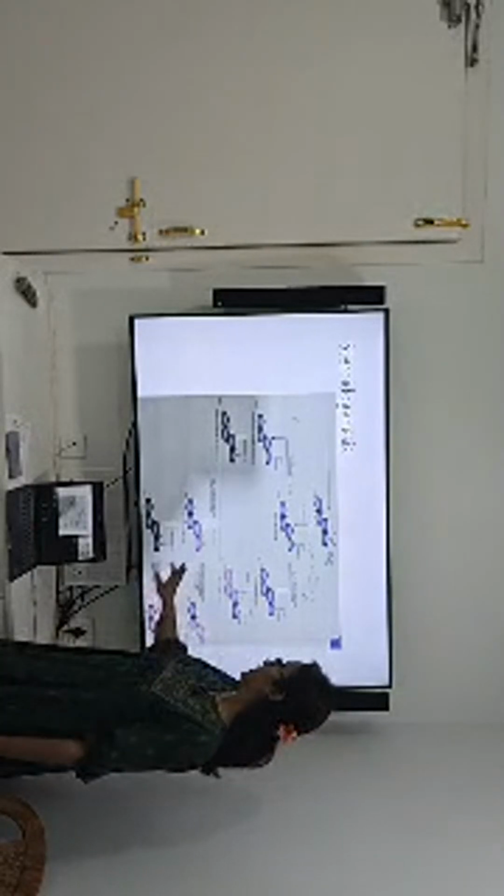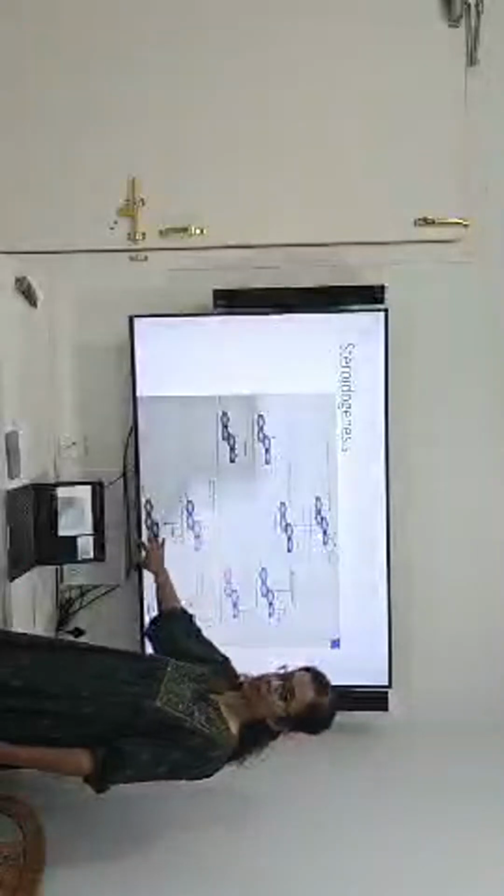Estradiol means 2 OH because it is a diol. So there will be 2 OH bonds, one at the 3rd position, one at the 17th position. Now this androstenedione can also be aromatized as such and it will form estrone, meaning there is one ketone, so one ketone at the 17th position. So this is, in short, steroidogenesis.